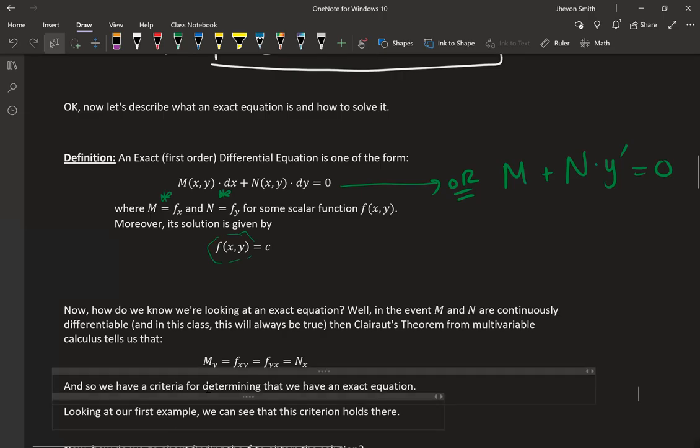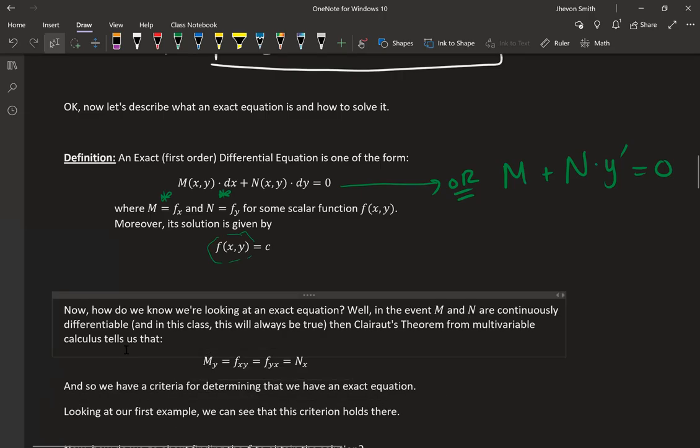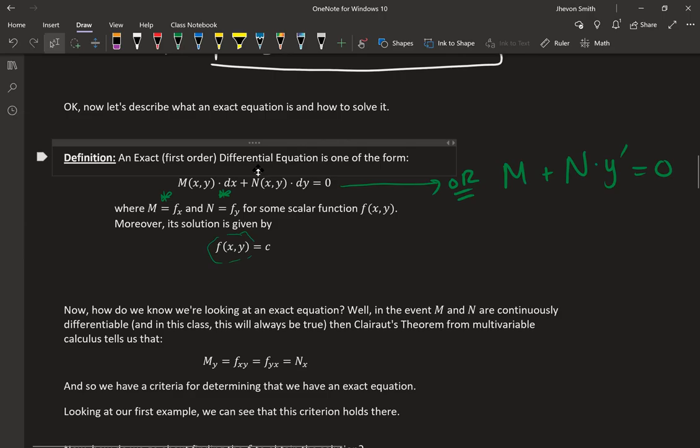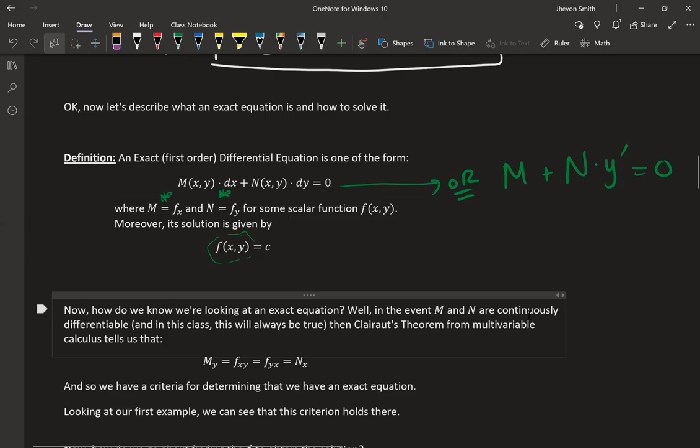What does that mean? Well, if I take the partial of M with respect to y, remember M is f sub x. So the partial of M with respect to y is going to be f sub x, then y. And the partial of N with respect to x is going to be f sub y, then x. Clairaut's theorem tells us that these guys are the same. And so M sub y is going to equal N sub x. So you look at a differential equation like this, you notice that M sub y equals N sub x, and boom, you're looking at an exact differential equation. So this is going to be a criterion that you're going to check to know that you're looking at an exact differential equation.